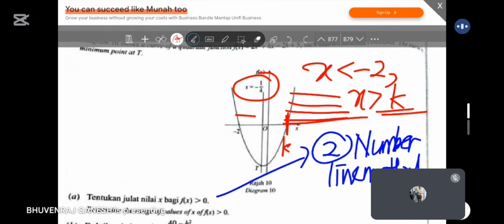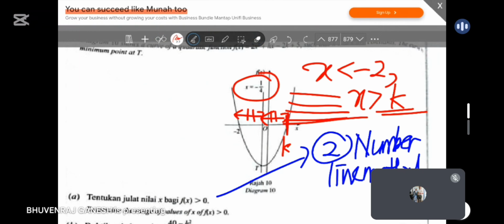So it means that the distance from here to here should equal the distance from here to here. Do you all agree with me? Boleh setuju? Yes, because it's the axis of symmetry. Persamaan paksi simetri. So you must understand the function of the axis of symmetry is to divide the graph into 2 equal parts.